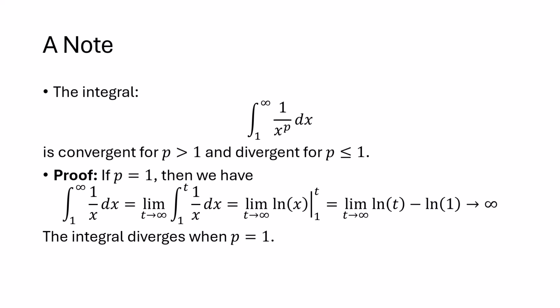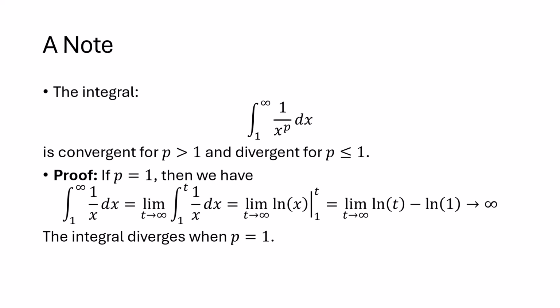A short note that will prove useful throughout the course is that the integral from 1 to infinity of 1 over x to the p dx is convergent if p is greater than 1, and it will be divergent for p less than or equal to 1. Now, the proof of this is pretty much a direct calculation, but we'll go through the details.